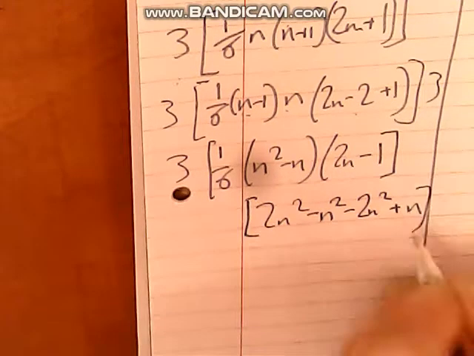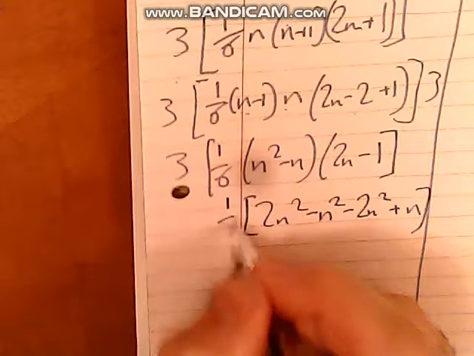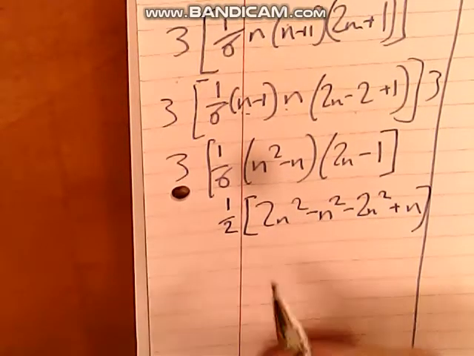I'll put all this in brackets. I'm just going to multiply these together, just because I can. 3/6 will make it a half. Now my final bit is expanded.